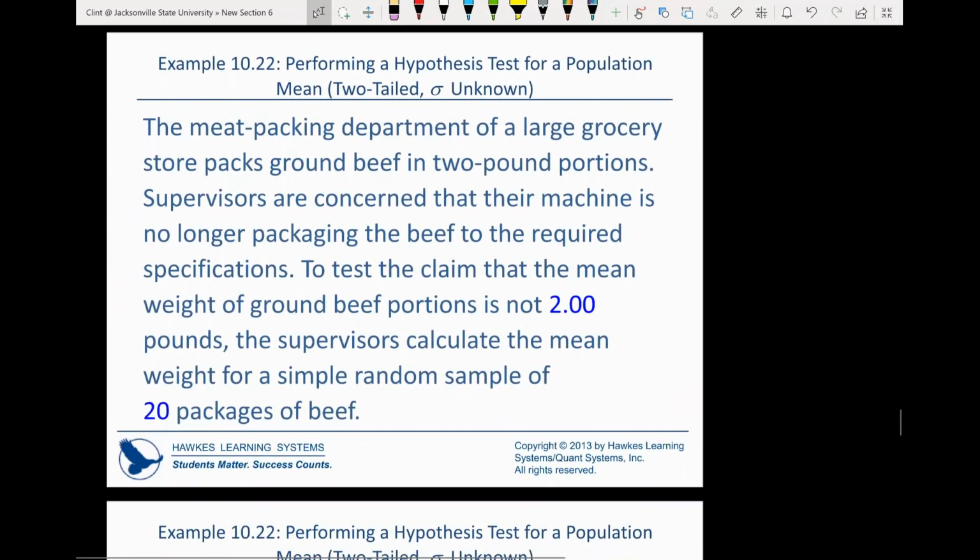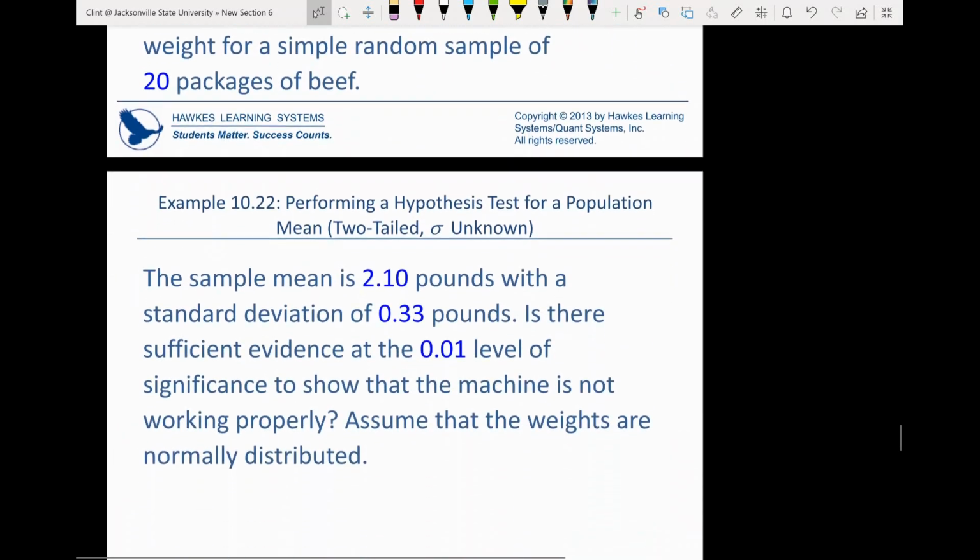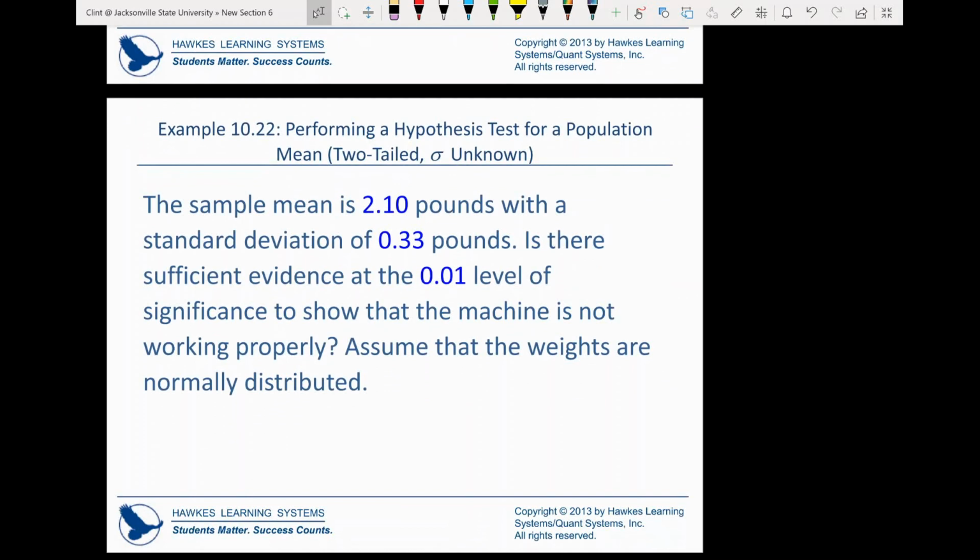Look at one more here. Let's do a two-tailed. Okay. This one says the meat packing department of a large grocery store packs ground beef in 2-pound portions. Supervisors are concerned that their machine is no longer packaging the beef to the required specifications. To test the claim that the mean weight of ground beef portions is not 2 pounds, the supervisors calculate the mean weight for a simple random sample of 20 packages of beef. The sample mean is 2.1 pounds with a standard deviation of 0.33 pounds. Is there sufficient evidence at the 0.01 level of significance to show that the machine is not working properly? Assume the weights are normally distributed.